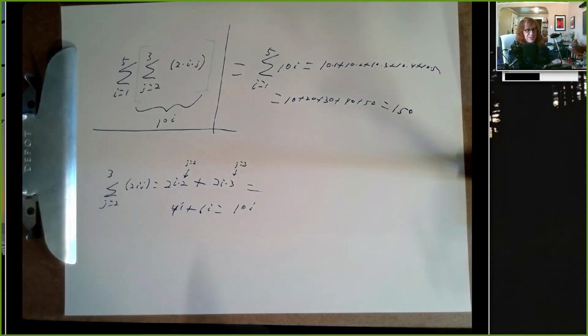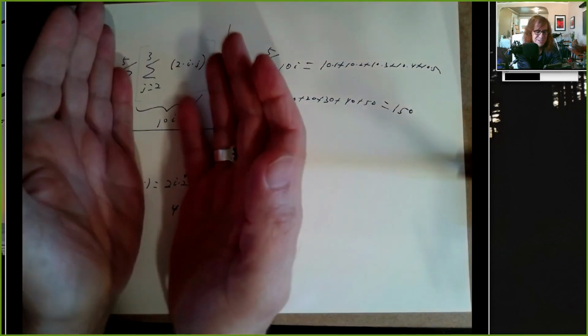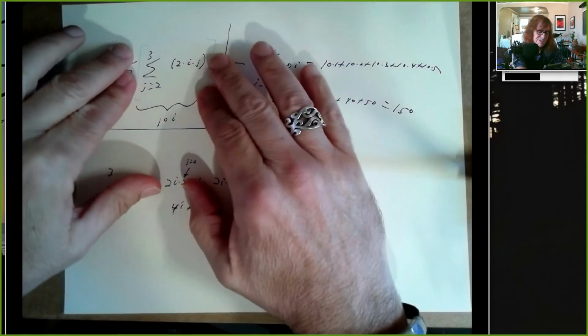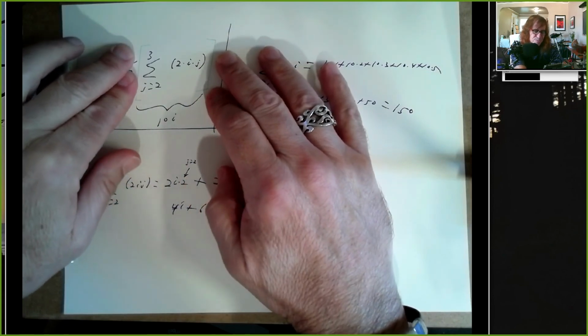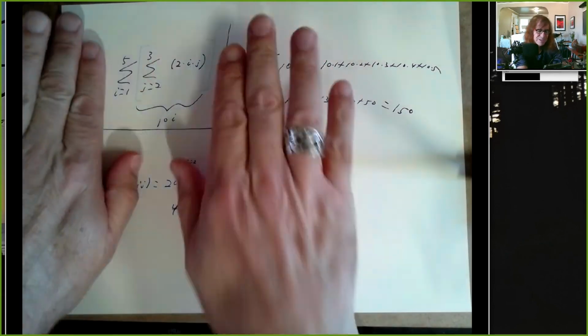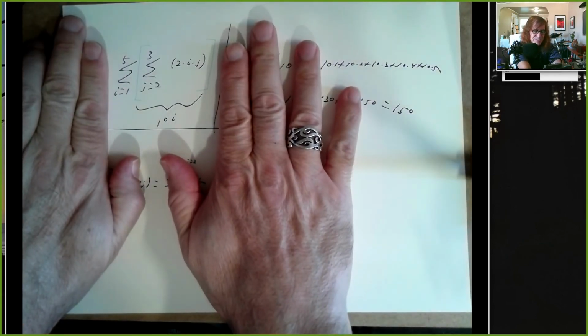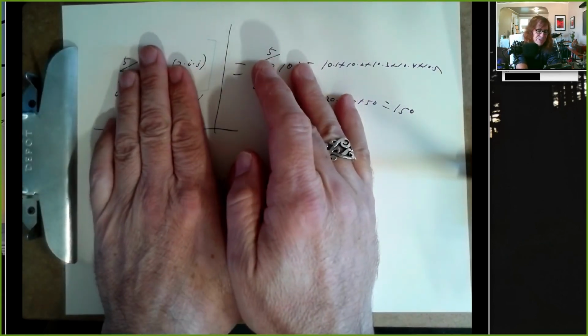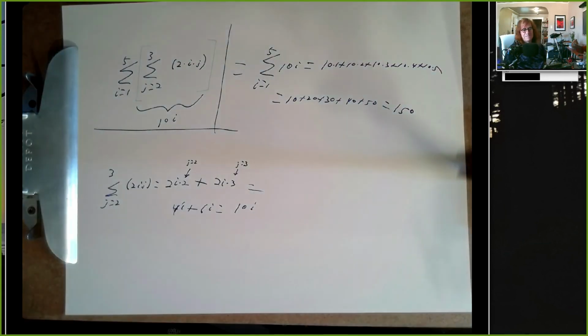So if you see double or triple summations like this, break it down. Start from the inner piece, figure out what that is, replace this complex summation with that expression, and then do the sum of that expression. And if you had another sum out here, just work on that piece. Once you know what that's equal to, replace it with that expression, do the sum of that.